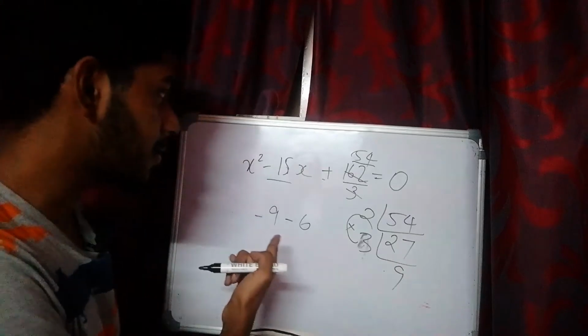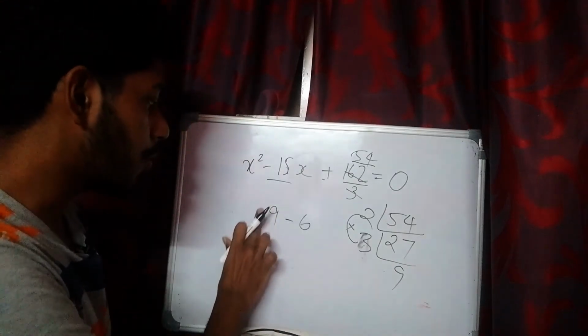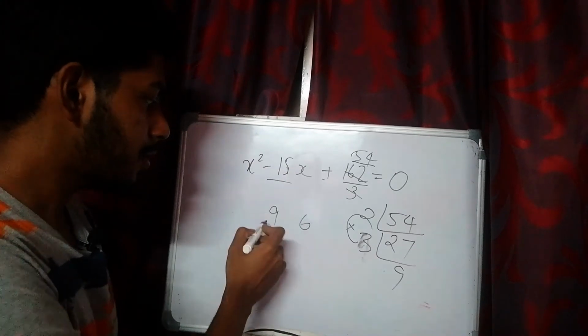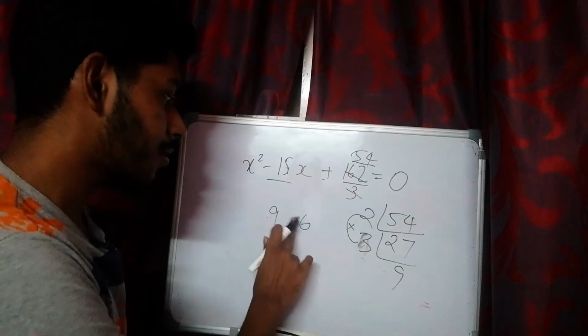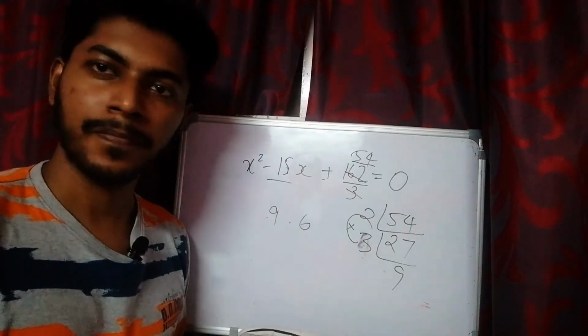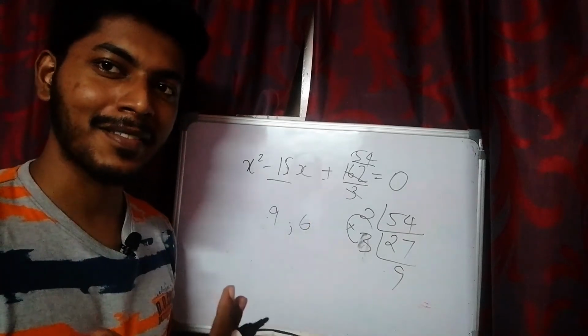Okay, minus, here it is minus. When you take the root, this minus will go. If it's plus, when you take the root, the plus will go and minus will come, the reverse process. So the answer is 9 and 6, not minus 9 and minus 6.